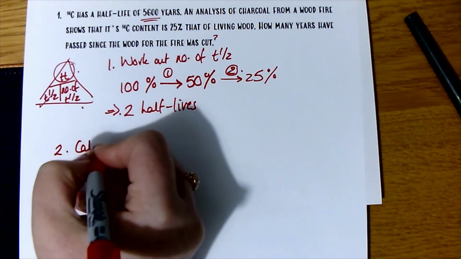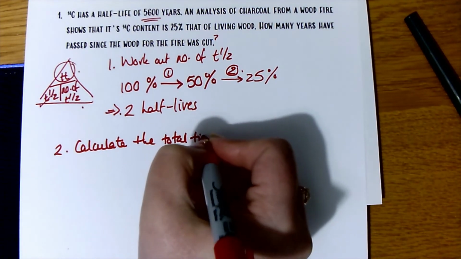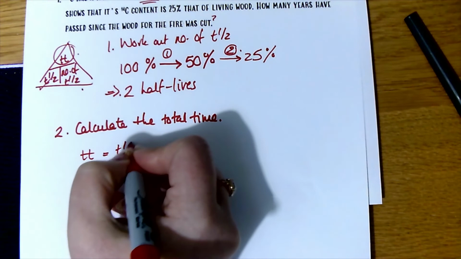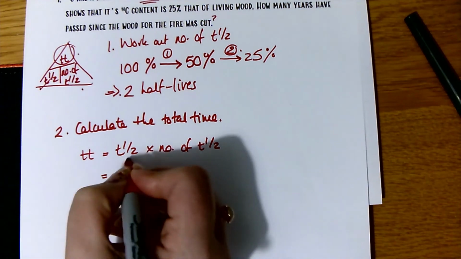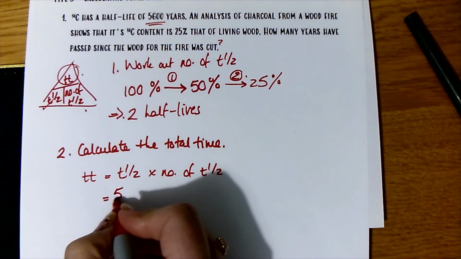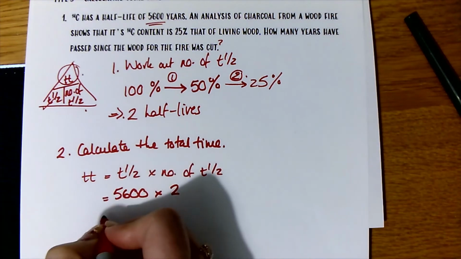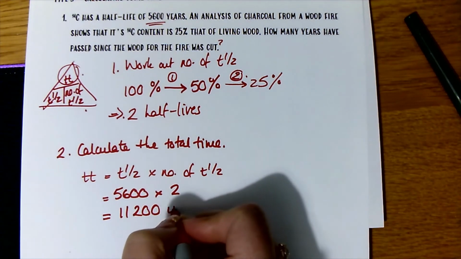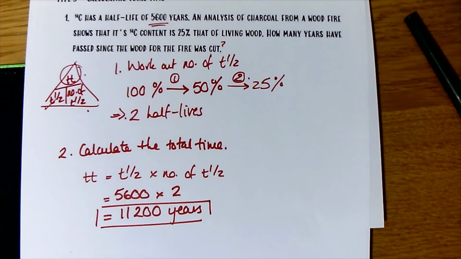Step 2 then, we can go on and we can use the formula to calculate the total time. So total time equals the half-life times the number of half-lives passed. Our half-life is from the question, 5,600 years. Times that by the number of half-lives that have passed, there's 2. And when you multiply that, we have 11,200 years, and that is how many years have passed since the wood for the fire was cut.